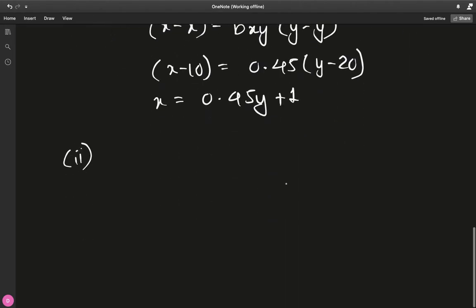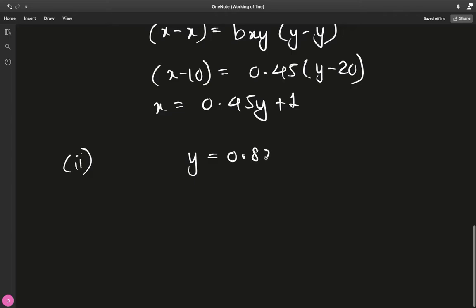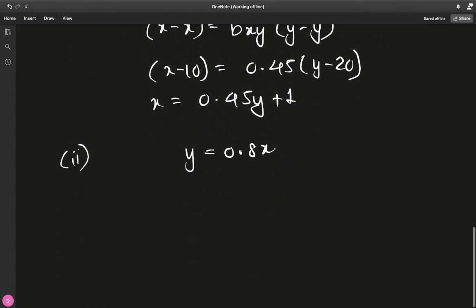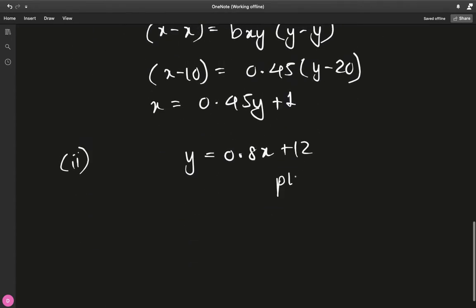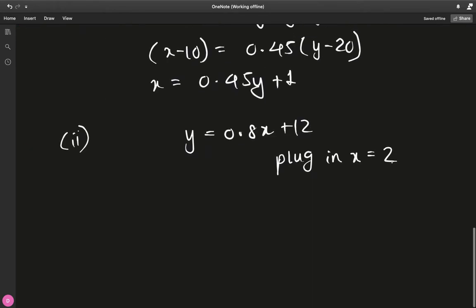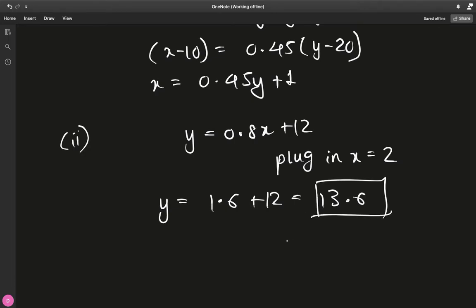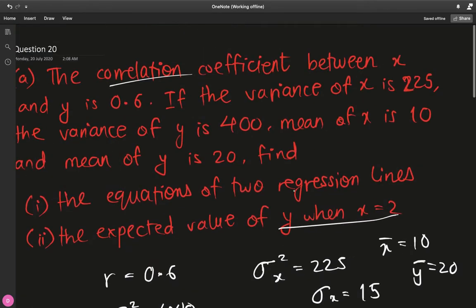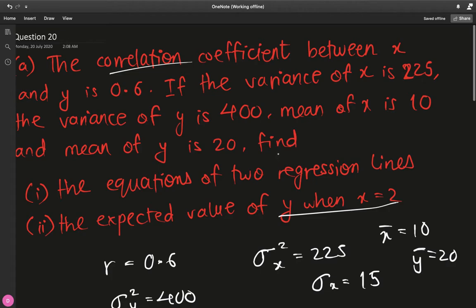So we use this equation, y is equal to 0.8x plus 12, and we plug in x equals 2. So we get y is equal to 1.6 plus 12, which turns out to be 13.6. And with that we're done with subpart A.